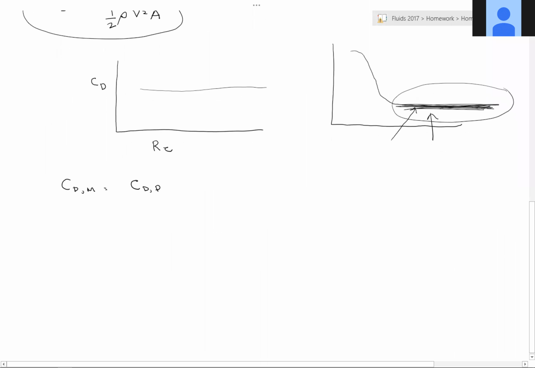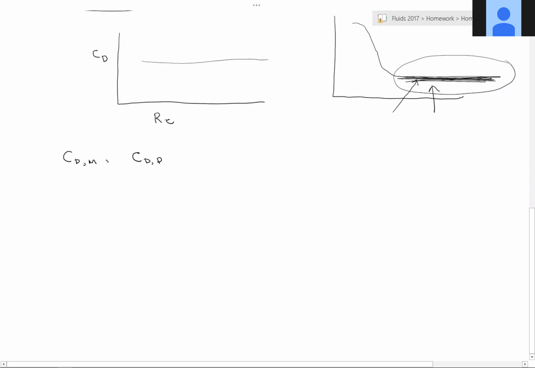Let me write that back out again. So your C sub D, write this down, is equal to F sub D over 1/2 rho V squared A.